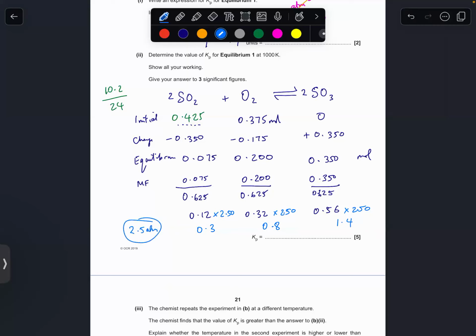And so we work out Kp, products over reactants: 1.4 squared over 0.3 squared times 0.8.